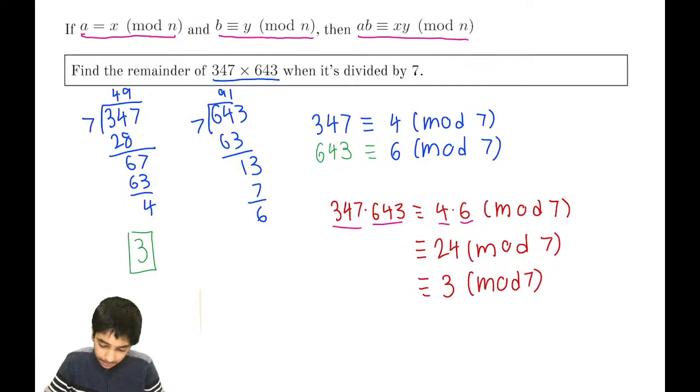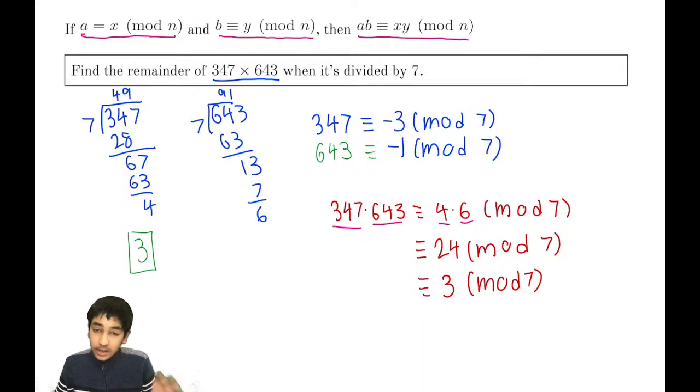So here's another way of thinking about it. We can also think about it in terms of negative numbers, because it can actually help us avoid a second step. We can actually simplify and reduce a step by using negative mods. So basically, we can say that 347 is negative 3 mod 7, and 643 is negative 1 mod 7.